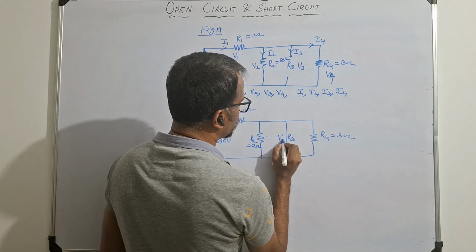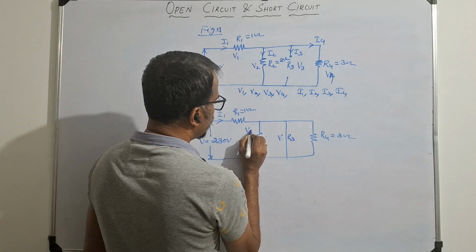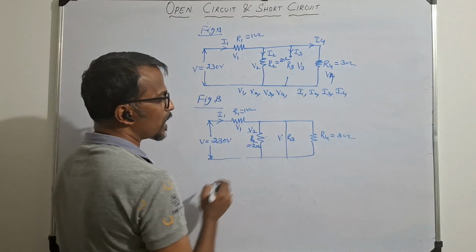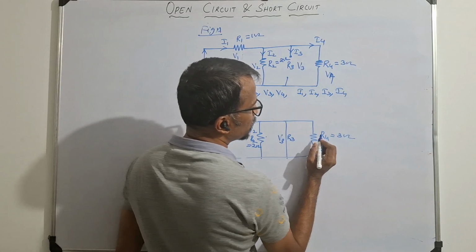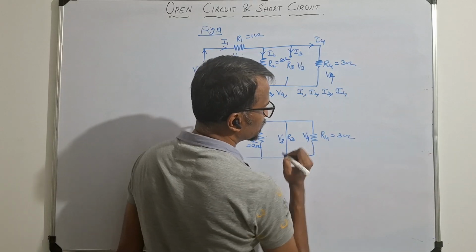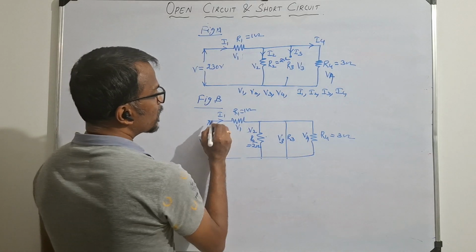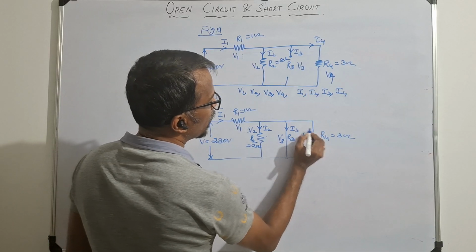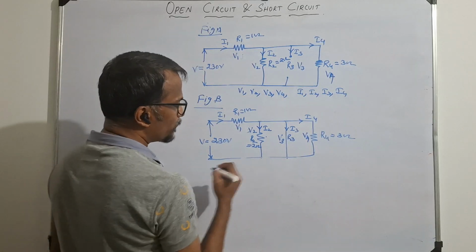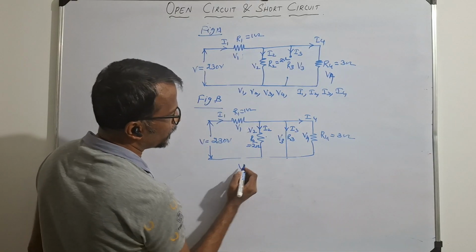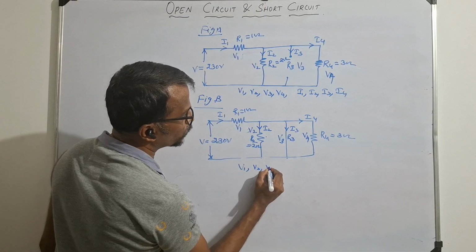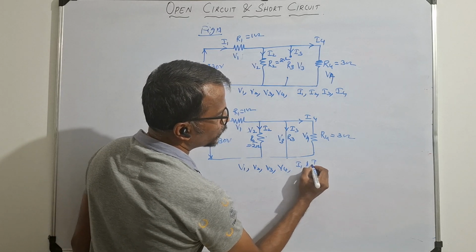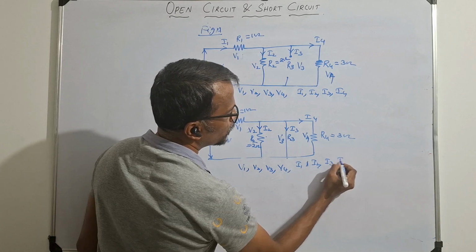I want to know the voltage across resistance R1, that is V1, the voltage across resistance R2, the voltage across resistance R3 and the voltage across resistance R4. In the same way, the current flowing through them, I1, I2, I3 and I4. You can mention this answer for figure B: V1, V2, V3, V4. Similarly, I1, I2, I3, I4.